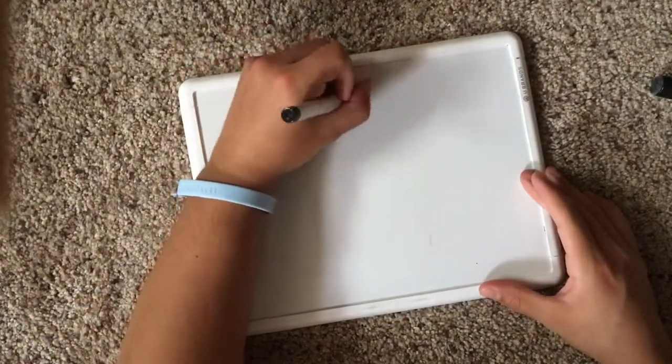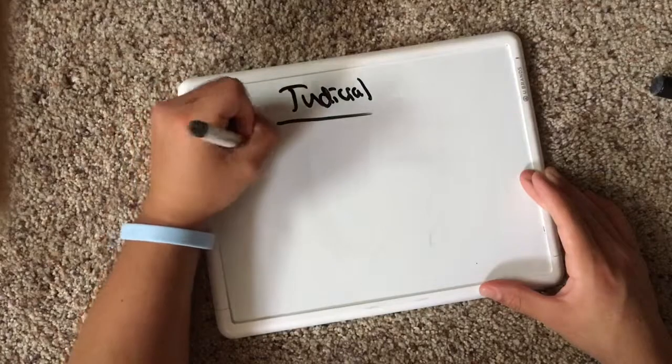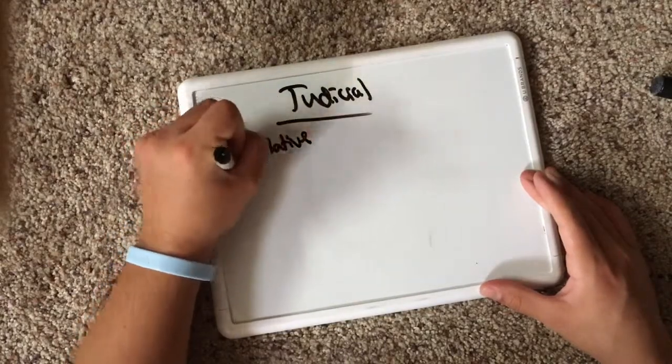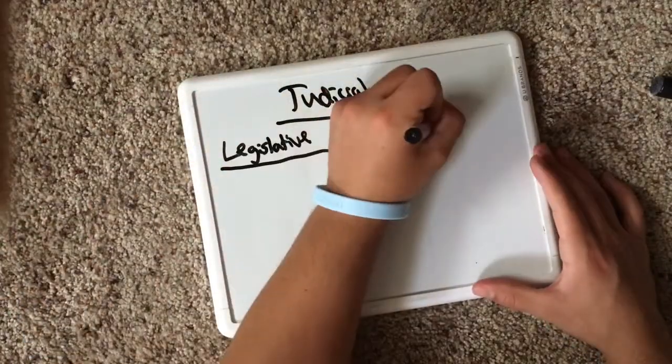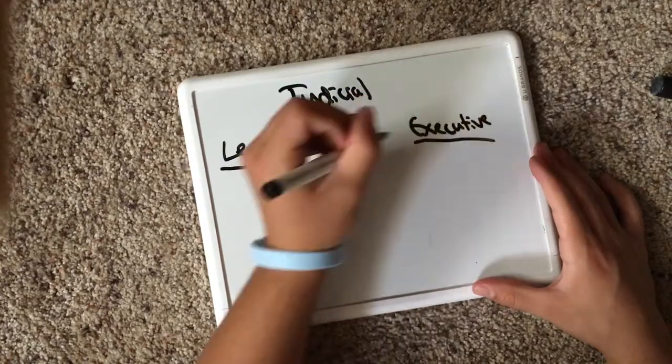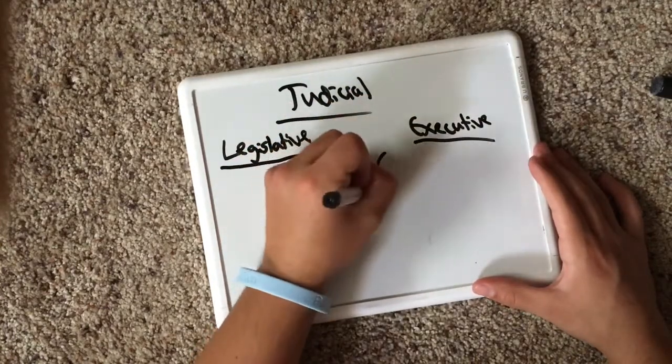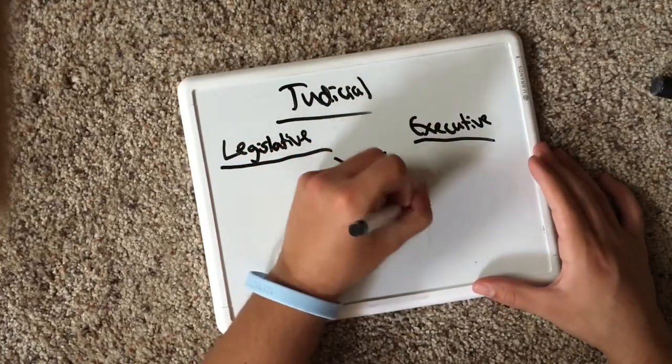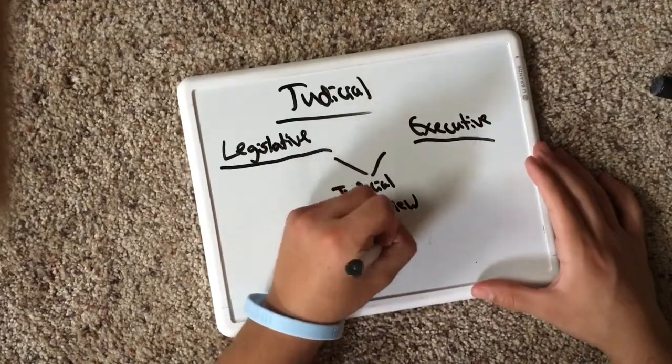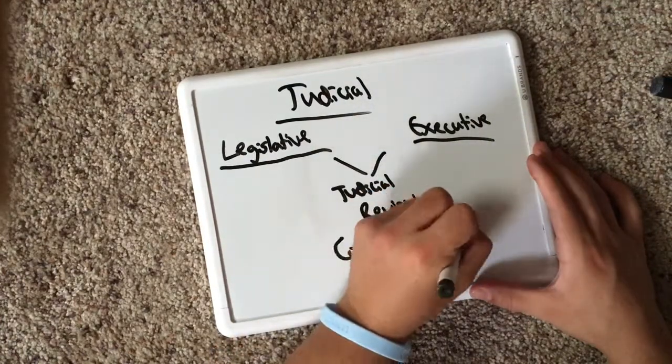Some powers the judicial branch has over the legislative branch is that they can declare acts of legislation made by Congress unconstitutional. And this is similar to the way the judicial branch checks the executive branch, in that the judiciary can declare executive actions unconstitutional as well.